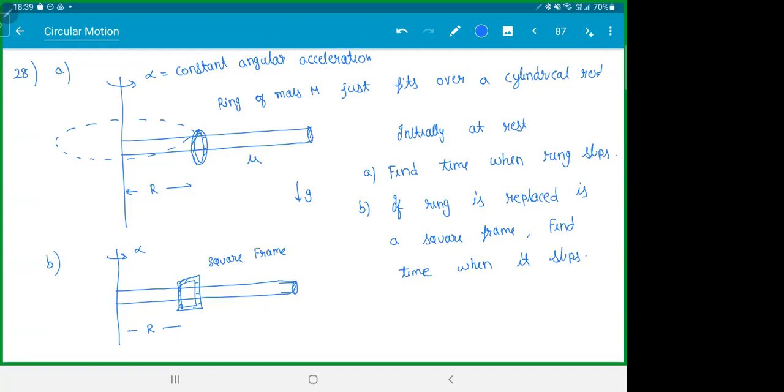Root of mu g by r divided by alpha. Name Aditya. You're missing something. Gravity hai, huh? mg is there. Don't forget that.